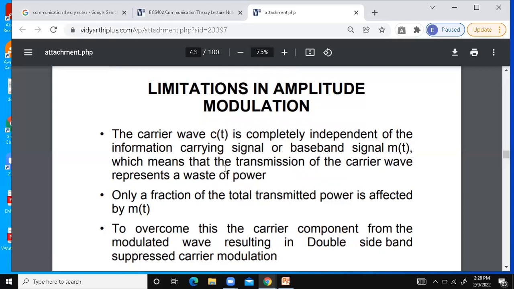So to overcome the problem we have here, we're going to have to use the double sideband suppressed carrier modulation, which is what we're going to do next.